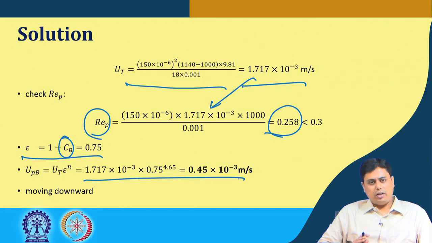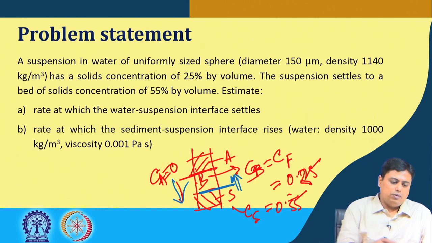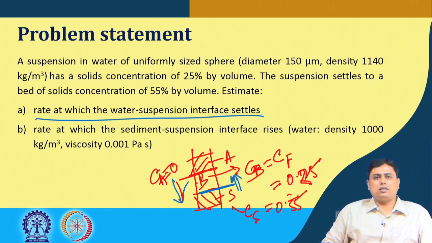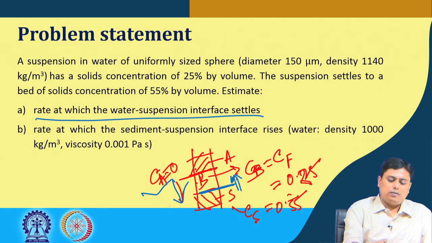Now this actually is moving downward. Okay. So this is the velocity, or this is the settling rate of the interface between the clear liquid zone and the suspension, which is moving downward. So which means our first part is solved, the rate at which the water suspension interface settles. So this part is done.